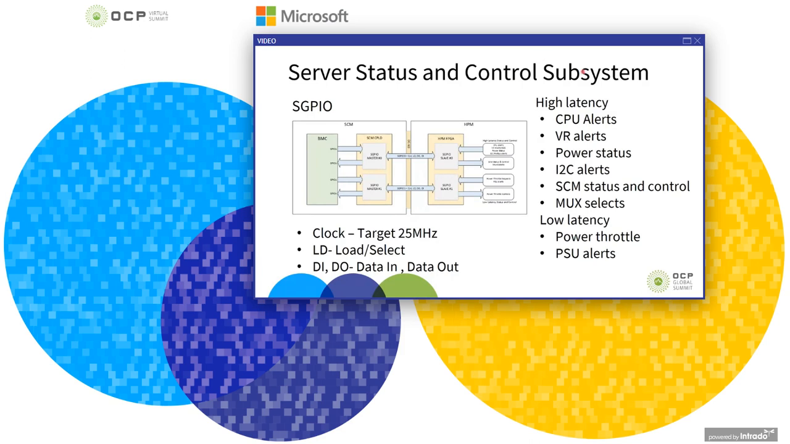High latency signals include CPU alerts, VR alerts, power status and I2C alerts, as well as some MUX selects and SCM status and control signals. Some of the low latency signals include power throttle signal or PSU alert type of signals, wherein a quick response may be desired in the system.